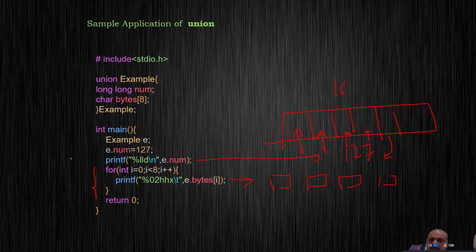So that is where you can basically use a union to get insight into the value stored in this memory to a greater depth. So this is one typical example. There are many other examples where you might find union to be very useful.